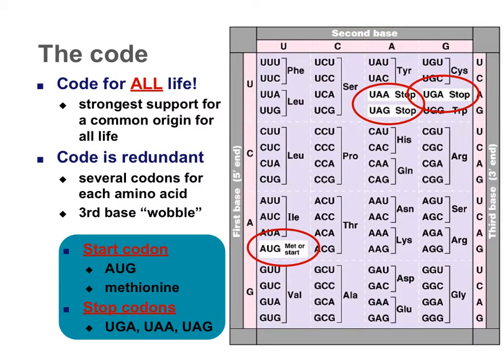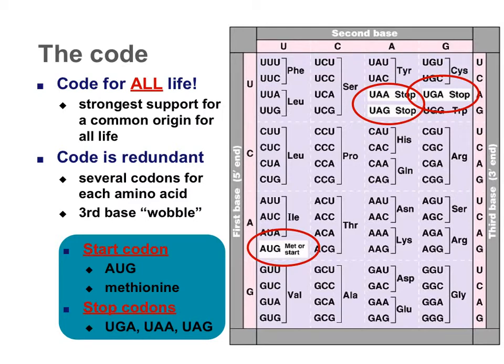As you might notice here, this third base wobble really refers to the fact that the code is redundant. You see, what the third base wobble really means is that the third base is less important than the first two bases.